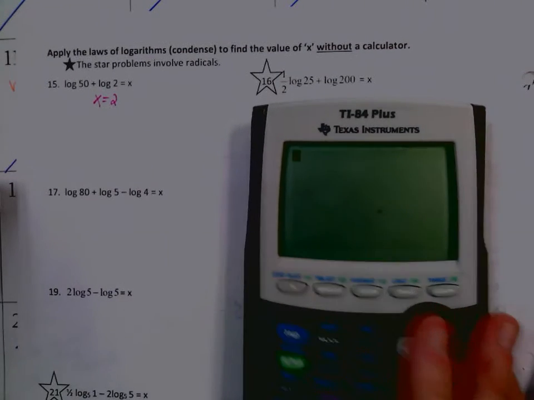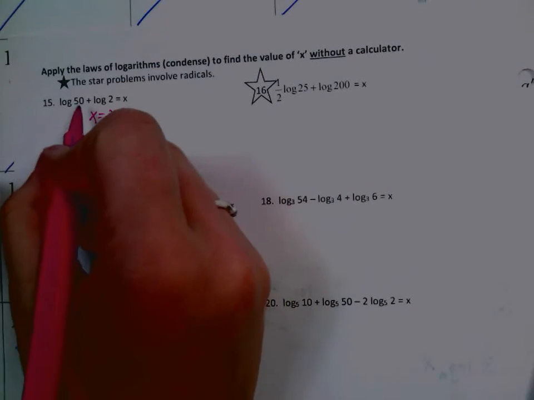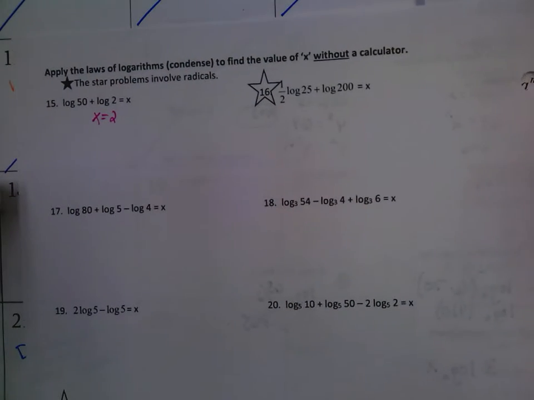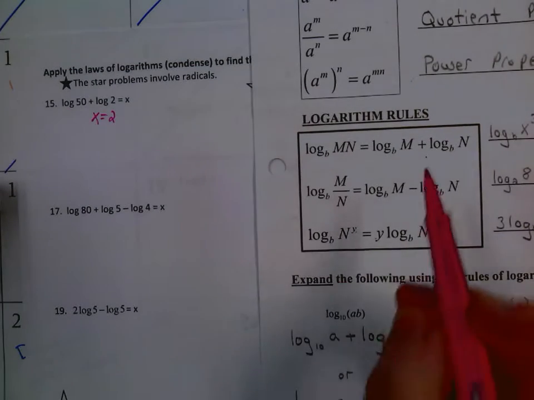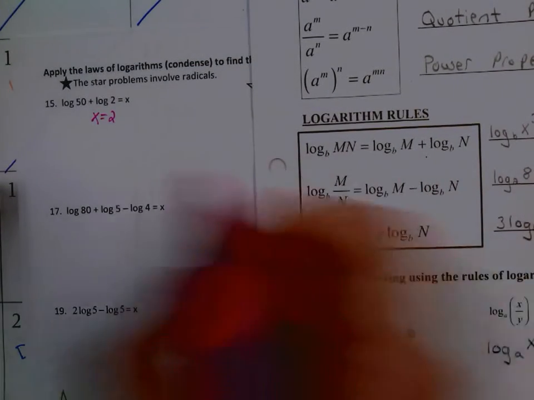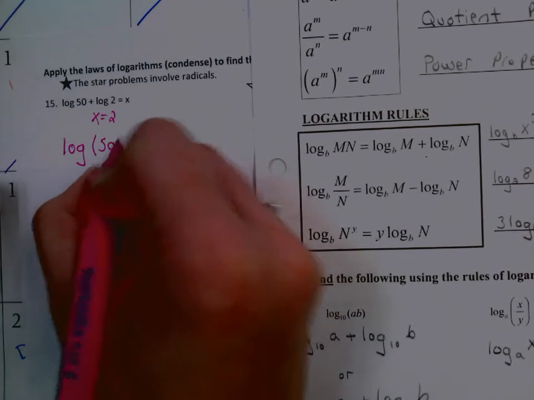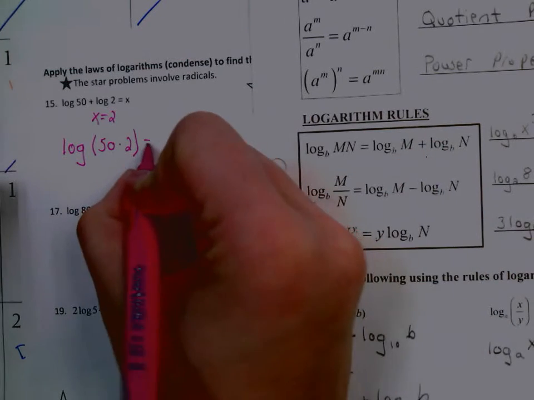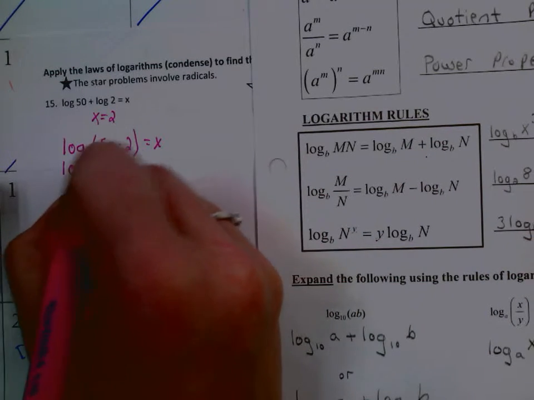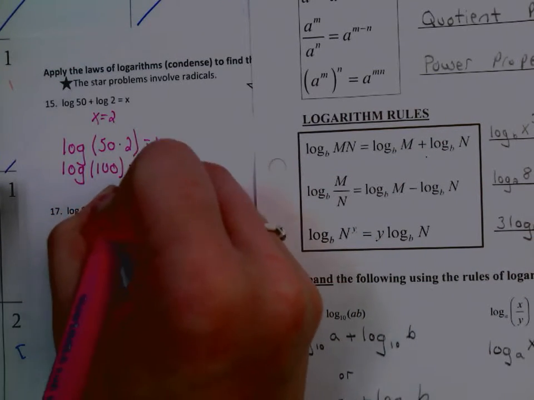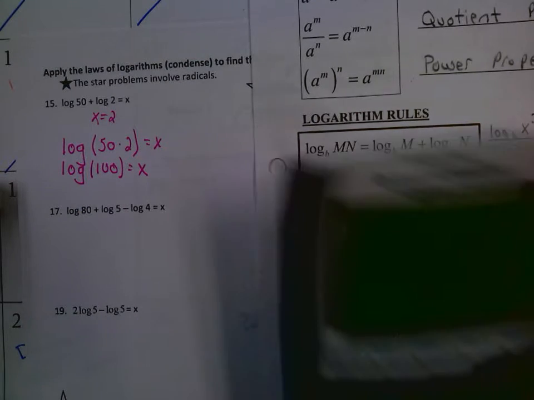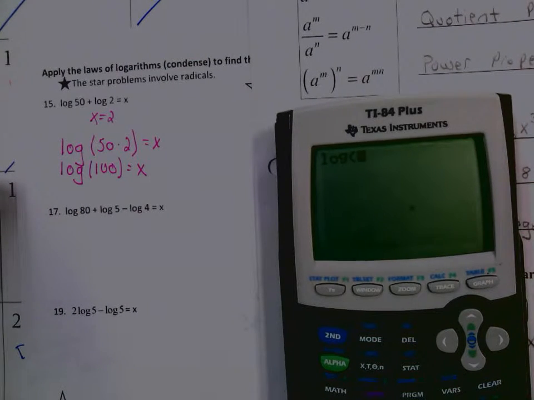If you wanted to do it by hand, then you'd look at this and say, okay, this is an addition problem. So according to our rules on our other piece of paper over here, when we have addition, we turn it into multiplication. So I'm going to get log of 50 times 2 equals x. That becomes log of 100 equals x. Yet again, if you wanted to check your work, you could go ahead and type in log of 100. And sure enough, it is still 2, so we are still on track.